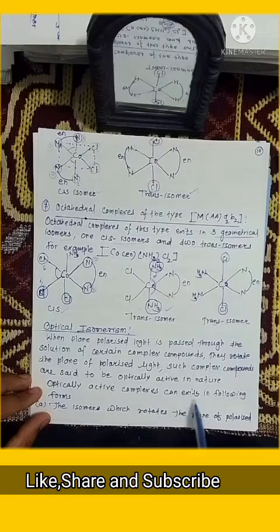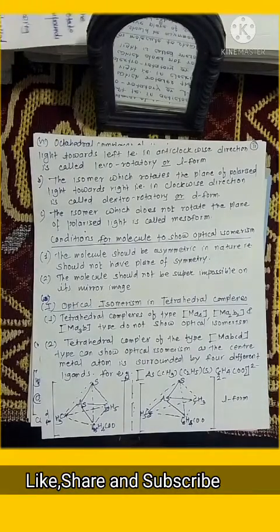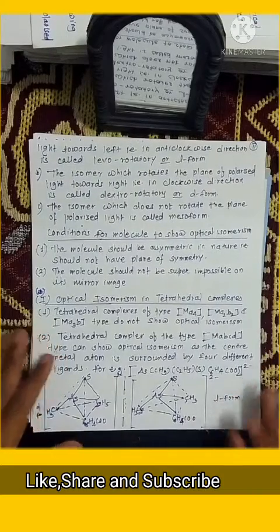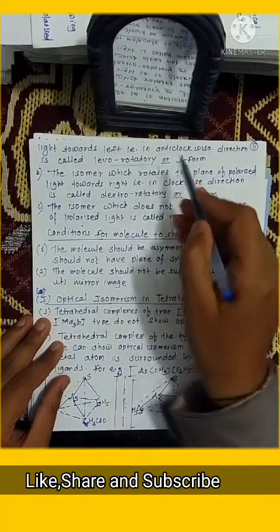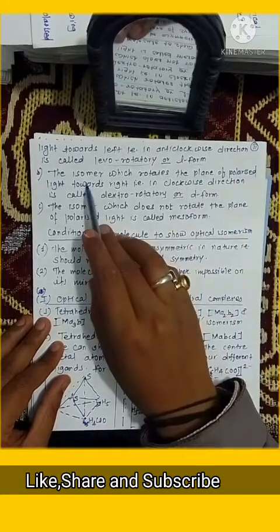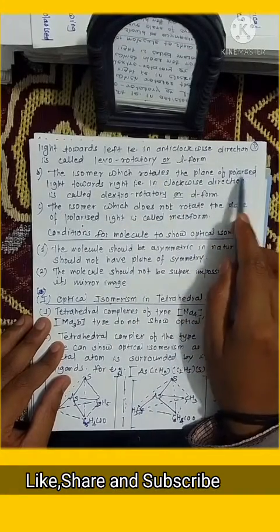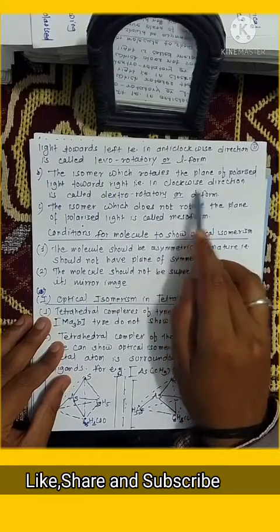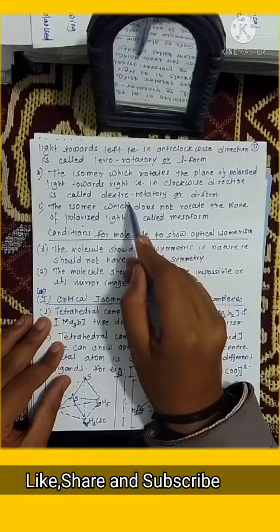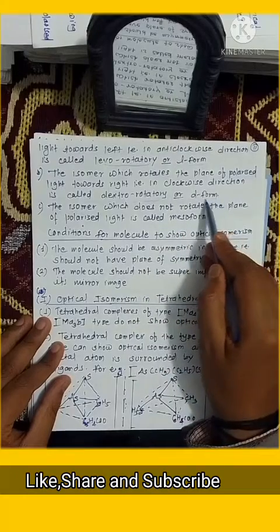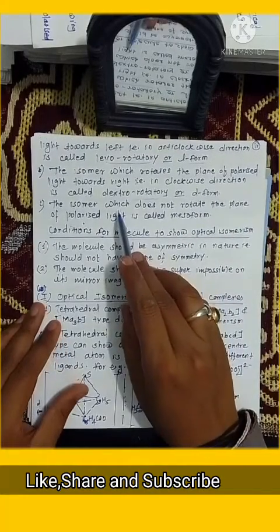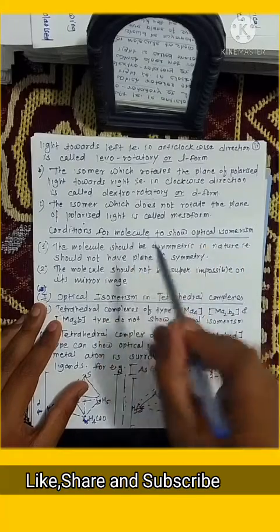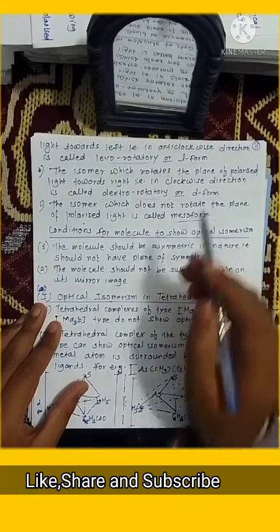Optically active complexes can exist in the following forms. The isomer which rotates plane polarized light towards the left, that is in the anti-clockwise direction, is called the levorotatory form or L form. The isomer which rotates the plane polarized light towards the right, that is the clockwise direction, is called the dextrorotatory or D form. The isomer which does not rotate the plane polarized light is called the meso form.